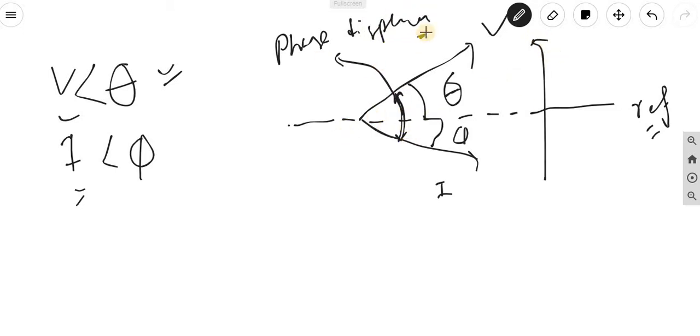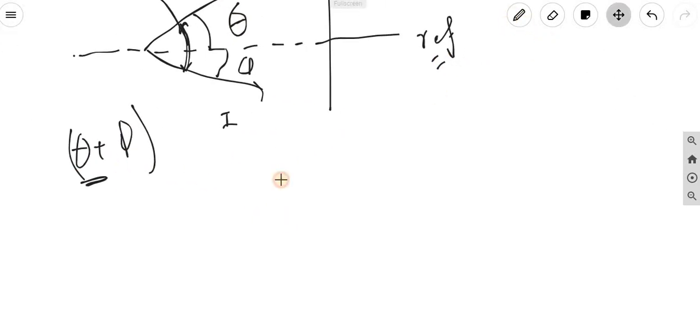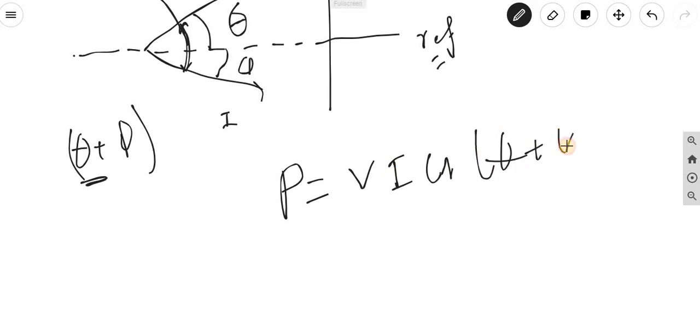Phase displacement or phase difference. What is it here in such a case? Theta plus phi, because this angle is phi and this angle is theta. So in the active power equation, what would it be? It would be Vrms, Irms and cos of theta plus phi.